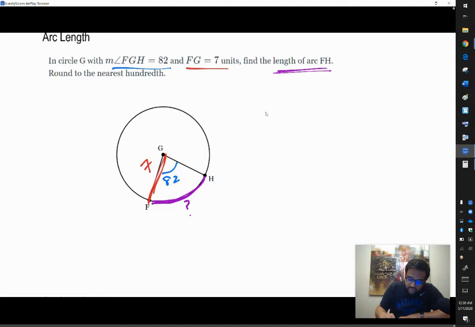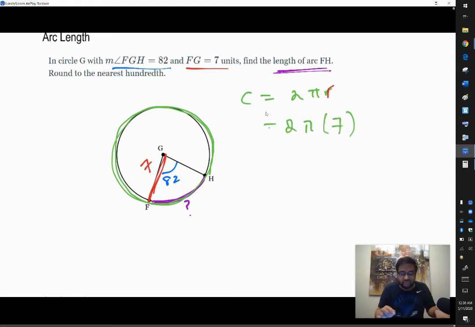Well, what would be nice to know is the full length all the way around. What is that term called? That's right, it's circumference. So circumference is 2 pi times the radius. And hey, we're given the radius is, in this case, 7. So 2 pi times the radius, 7. And this says the nearest hundredth, so I'm not going to leave pi in my answer. 2 pi times 7 gives me approximately, for the full circumference, 43.98. So that's the full length in green.